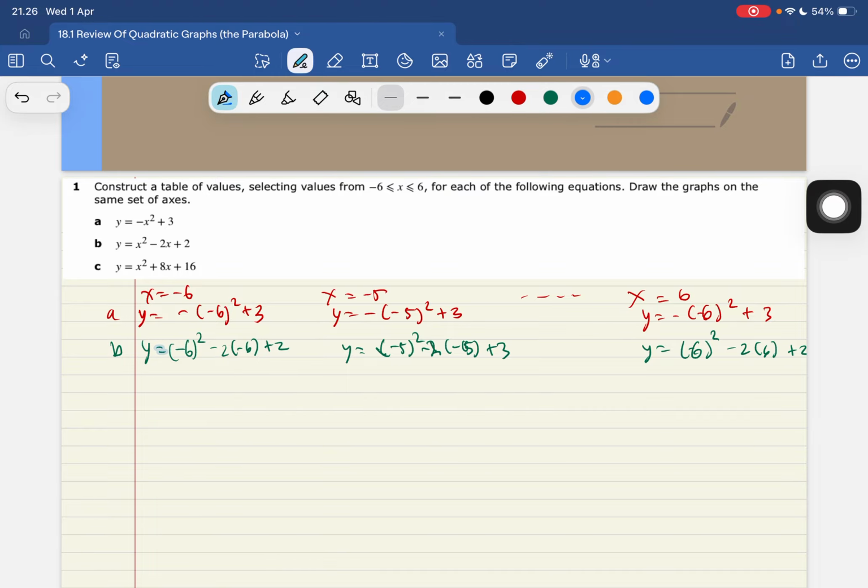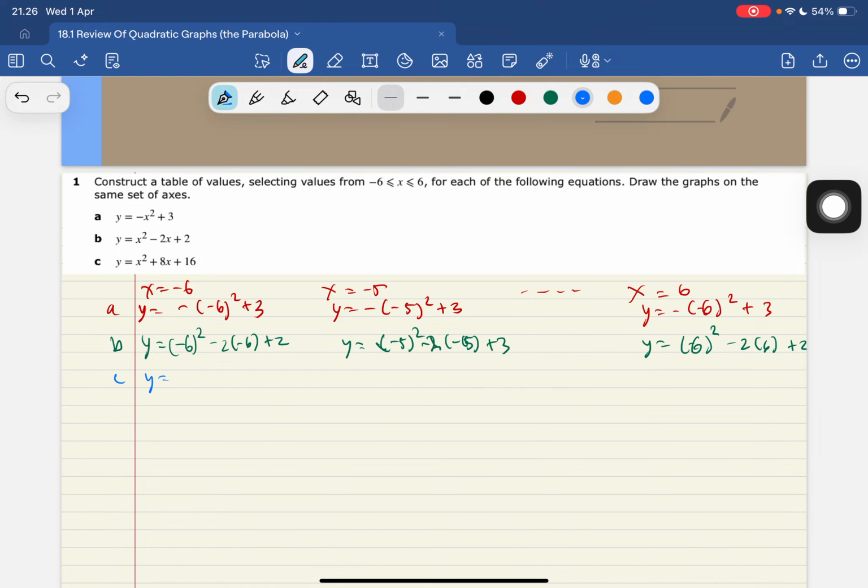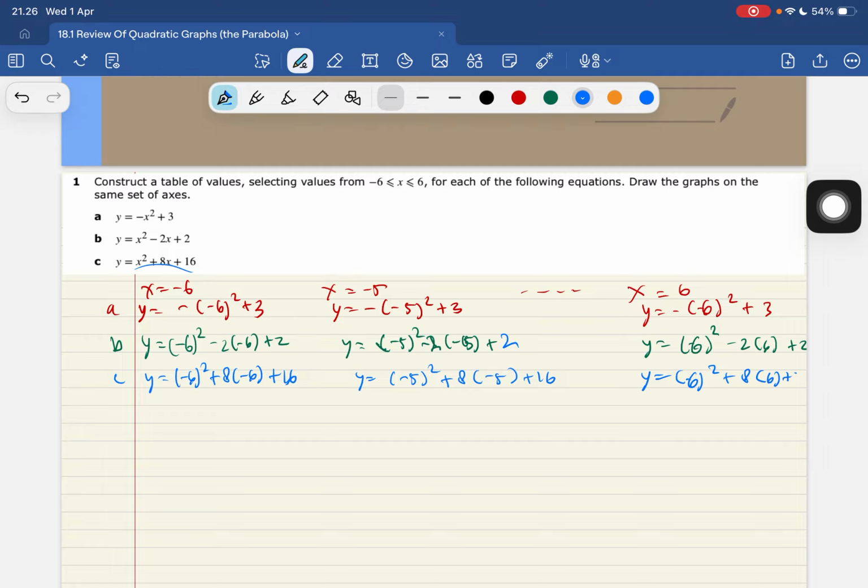The same thing goes for the c. So here for the c, just change the value of x. (-6) squared plus 8 times -6 plus 16. Then when x equals -5, just change it: (-5) squared plus 8 times -5 plus 16. And the next it's going to be up to 6: y equals 6 squared plus 8 times 6 and then plus 16.